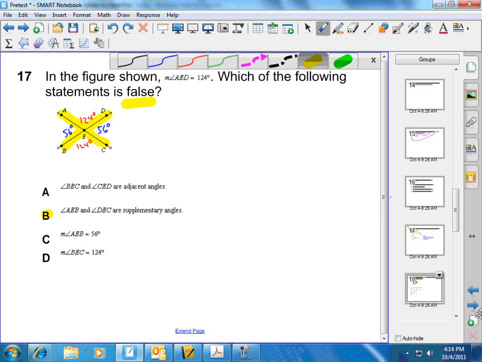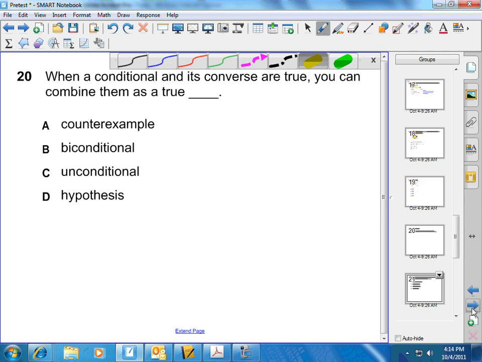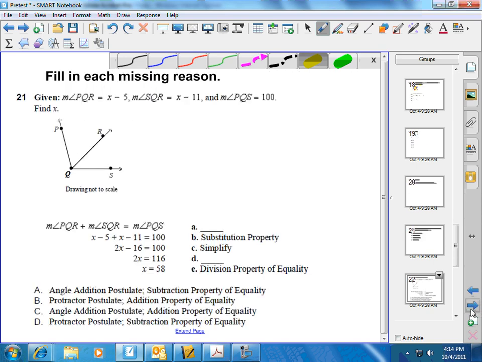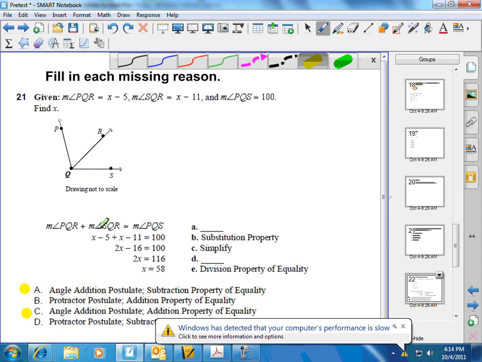All right, and let's see here. Let's look at 21. Some people in some classes missed number 21. Fill in each missing reason. We've got our angle measurements here given as expressions. Okay, and if we look at what we've got here, we're starting with the fact that the measure of angle PQR plus SQR is equal to the measure of angle PQS. All right, we know that that's true by the angle addition postulate. All right, so now we're looking at either answer choice A or answer choice C. And then we're going to go ahead and substitute these values.